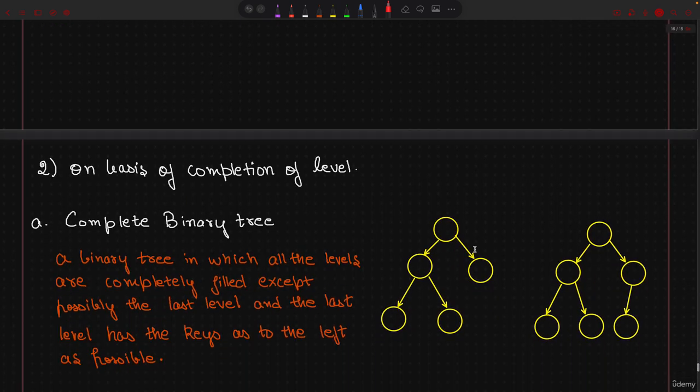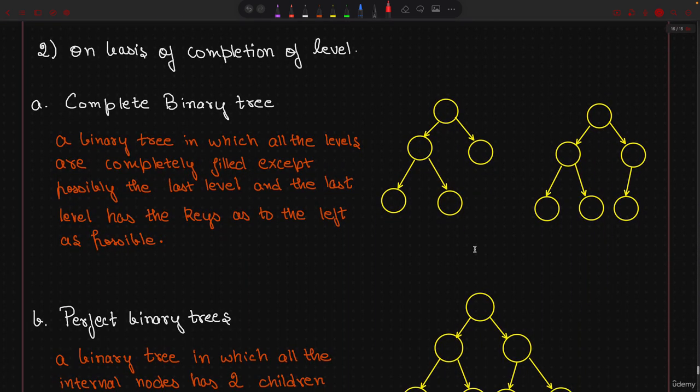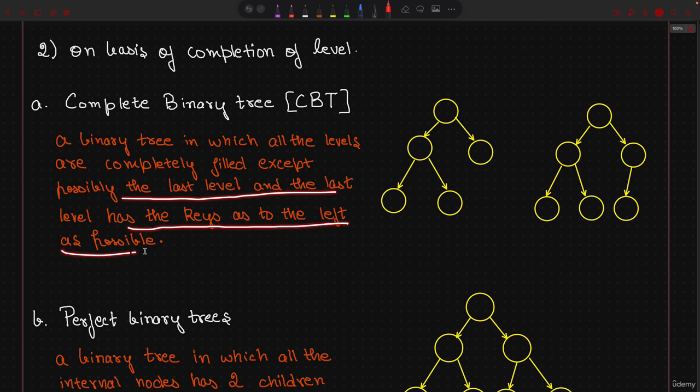The second is on the basis of completion of level. Okay, so the very first one is CBT, known as complete binary tree. Now they are actually used a lot in many concepts. So this is a binary tree in which all the levels are completely filled except possibly the last level, and the last level has keys as far to the left as possible. So keys basically mean nodes here. So we can maybe make it nodes in our definition, and the nodes are as far to the left as possible.